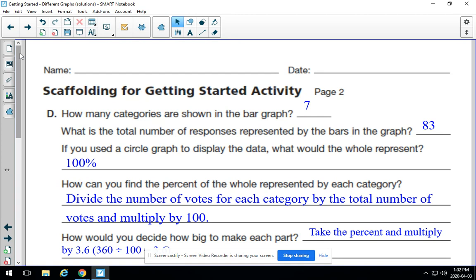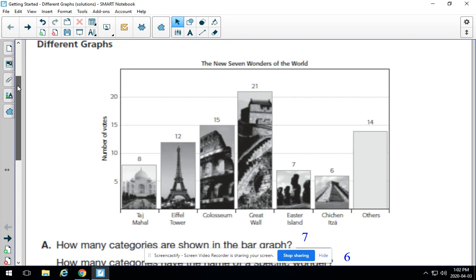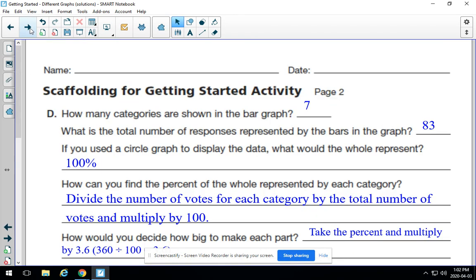The question first, in order to make the circle graph, you need to know how many votes you have in total on the graph. So you have to go back to your bar graph and add up all the votes. So 8 plus 12 plus 15 plus 21 plus 7 plus 6 plus 14 to get the total, which is 83. So 83 votes in total.